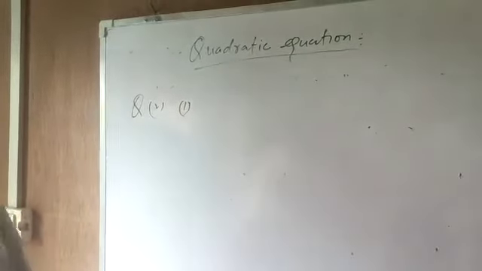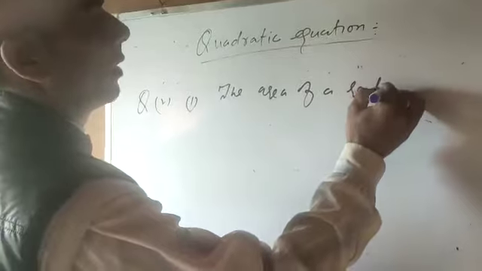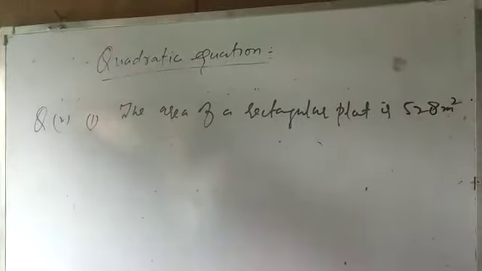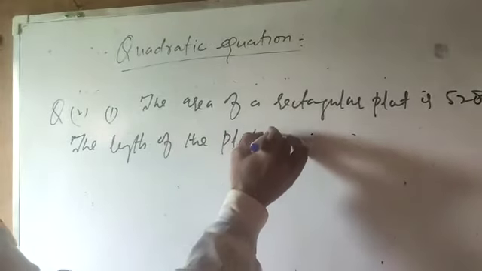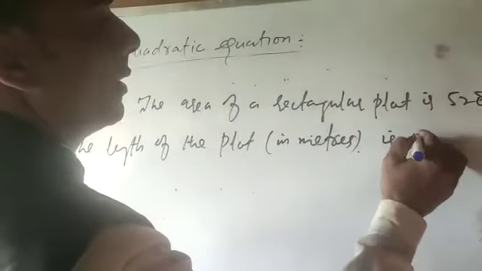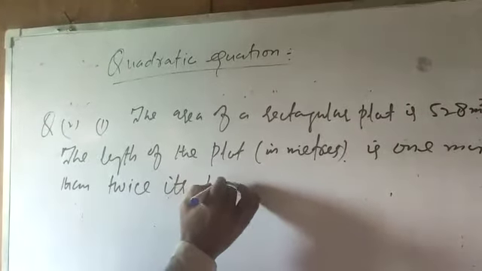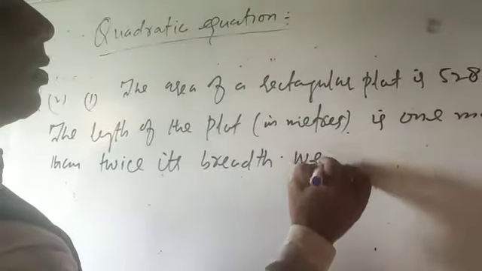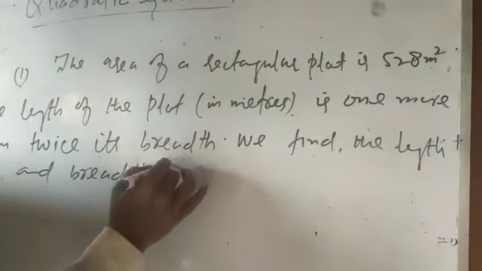Question number two, part number one, which says that the area of a rectangular plot is 528 meters square. The length of the plot in meters is one more than twice its breadth. We need to find the length and breadth of the plot.